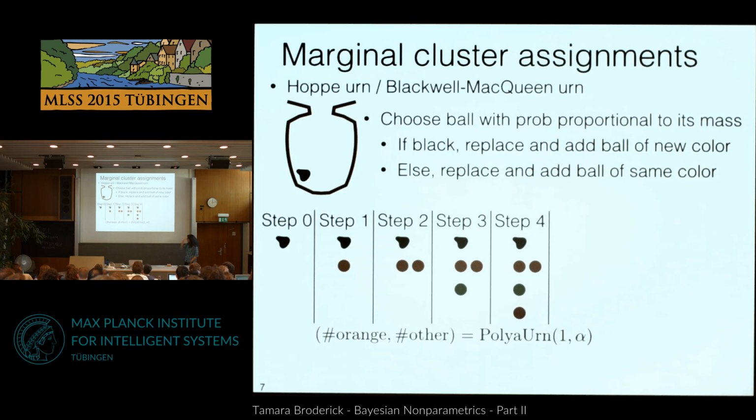Okay, let's look at step 3. At step 3, we introduce this new color green. Now let's suppose that we look at the urn, but we don't look at the orange balls. We look at everything but the orange balls. Starting from step 3, if we ignore the orange balls, what's the distribution of green balls and not green balls?